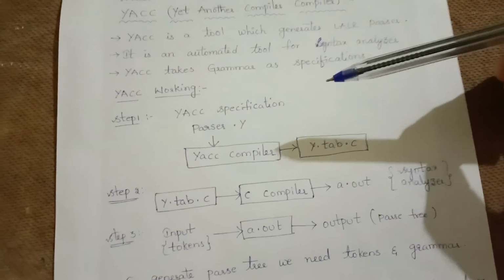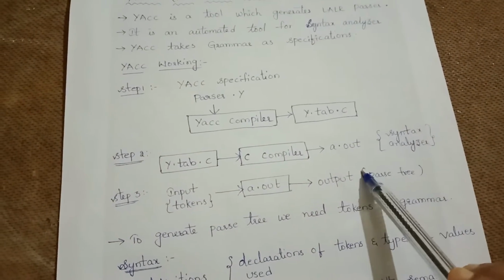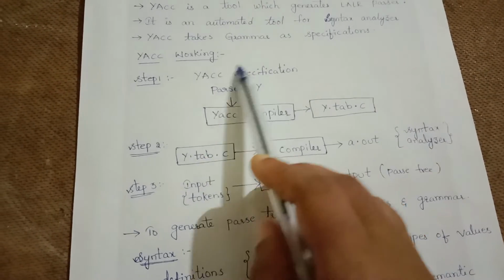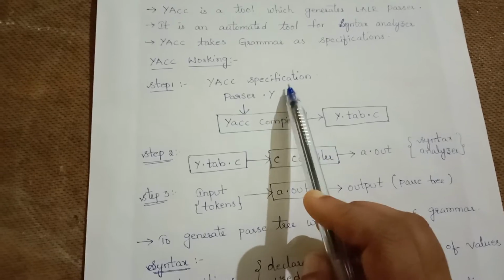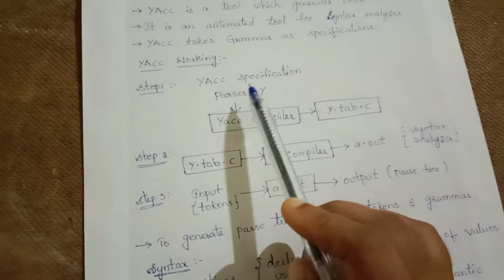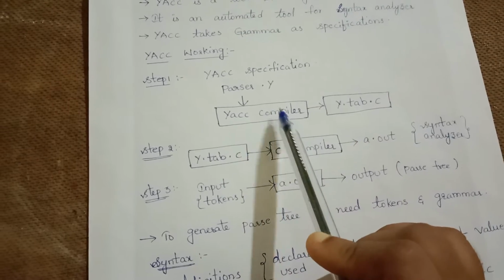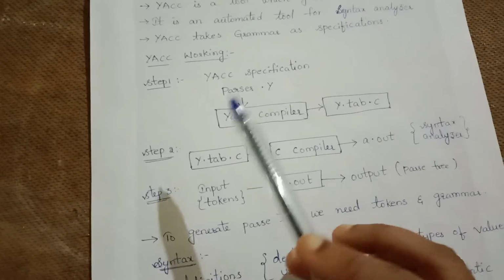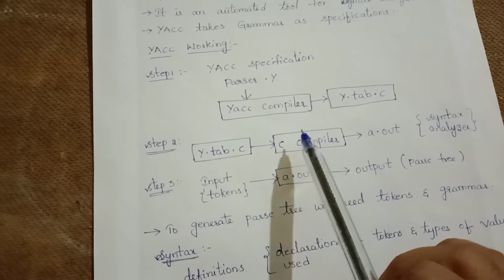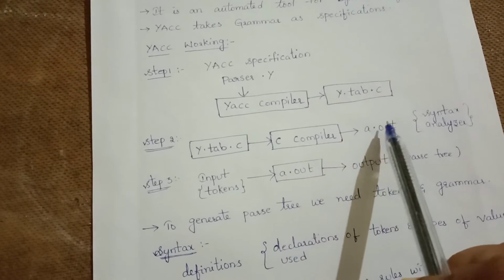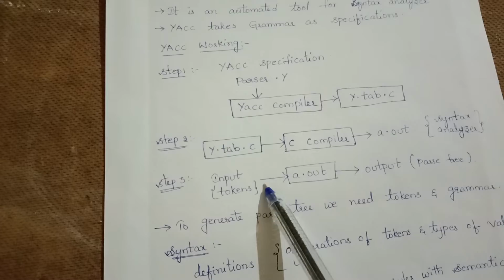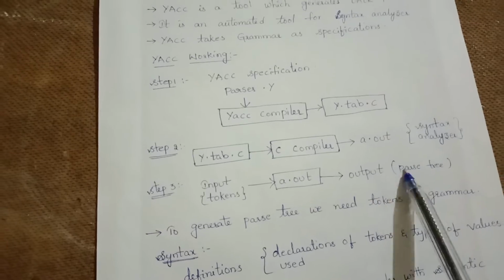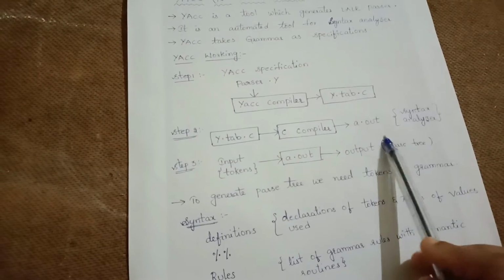So how is YACC going to work here? It is going to work in three different steps. To the YACC compiler we are going to give the input with a file extension of .y. This is filename.y. This we are going to give as an input to the YACC compiler. Then the YACC compiler gives the output as y.tab.c, and this will be given as an input to the C compiler, and the C compiler gives an output of a.out. This a.out takes the tokens as an input and produces the parse tree as an output. This is how YACC works.